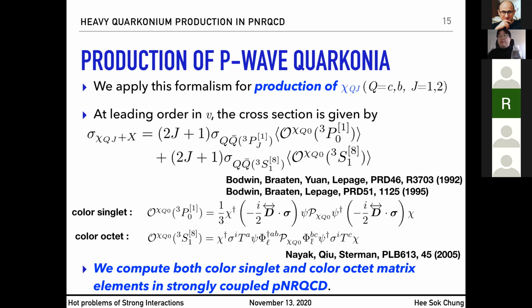And there is also a Wilson line connecting from the position of the QQ bar operator here to infinity in the L direction, which is necessary to ensure the gauge invariance of this operator, which has been pointed out by Nayak, Chu, Sturman back in 2005. So we compute both the color singlet and color octet matrix elements in strongly coupled pNRQCD.